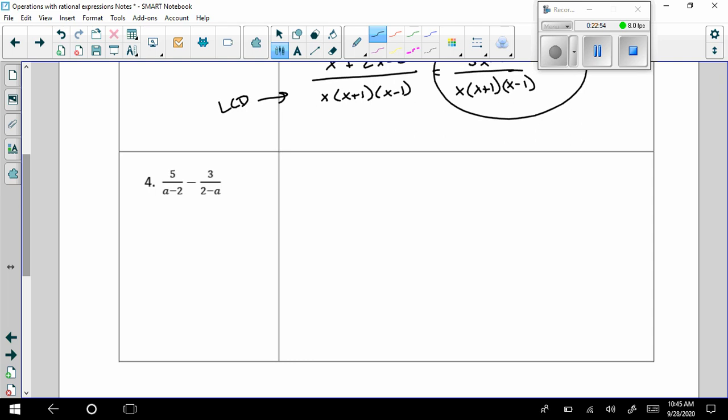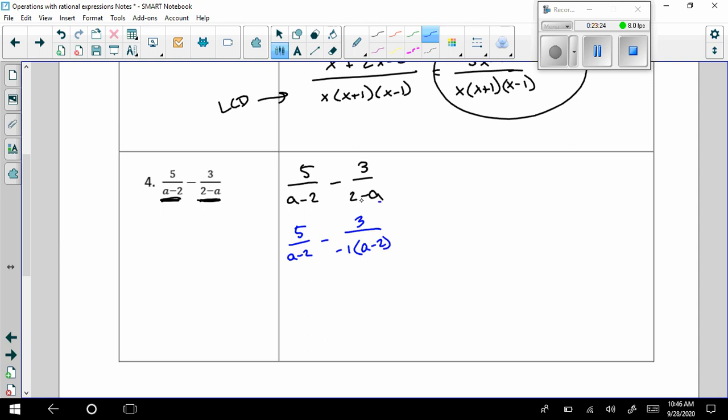All right, couple more that I just want to point out here. Notice that if it has similar denominators, but not quite the same, then we can factor out. If we just need to flip this, we can factor out a negative. All right, so we have 5 over a minus 2 minus 3 over negative 1 times a minus 2. Factoring out that negative will flip these around.